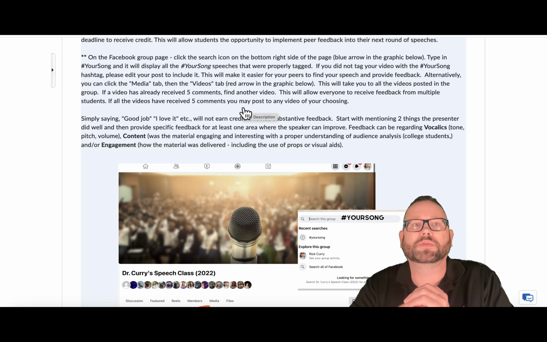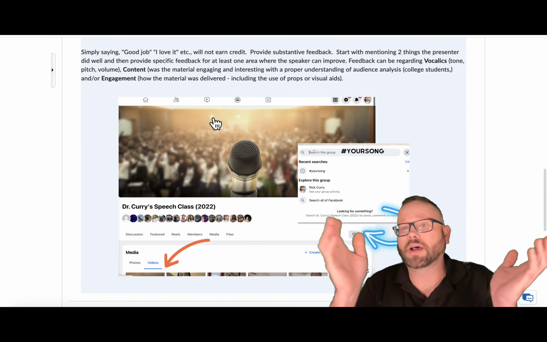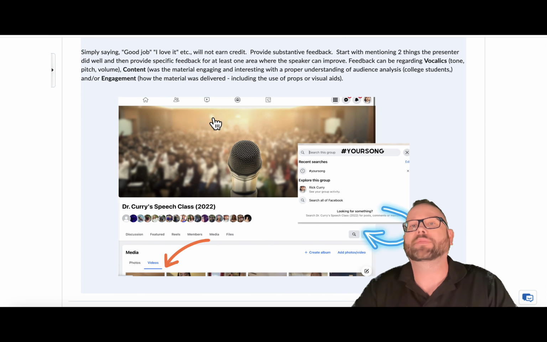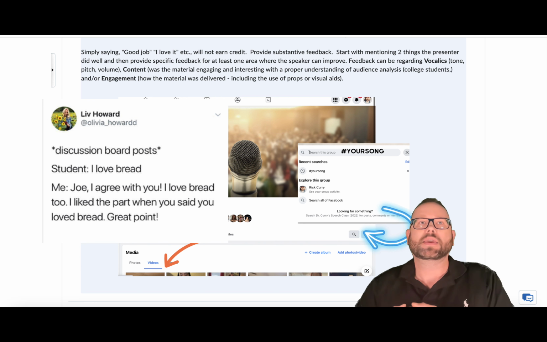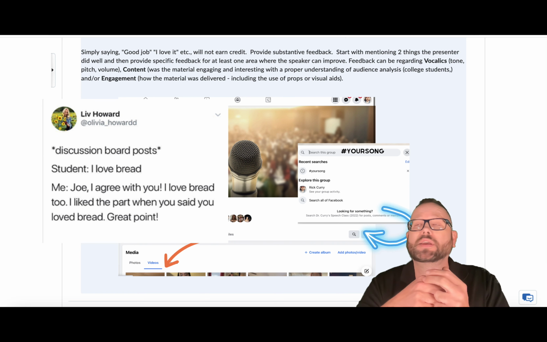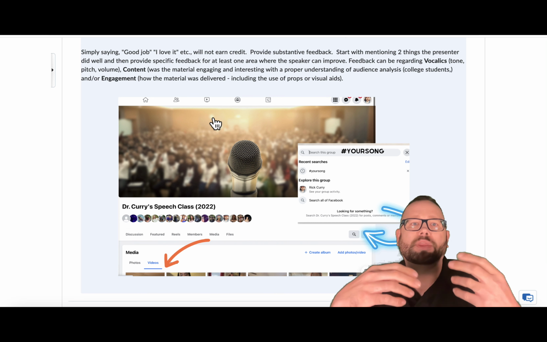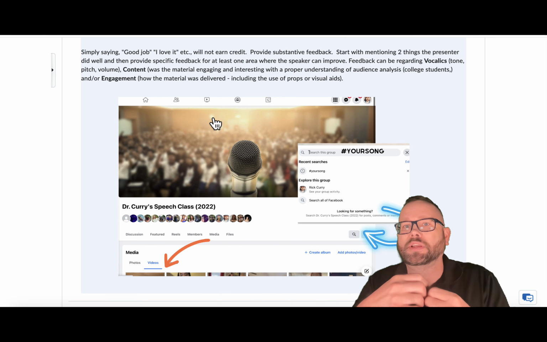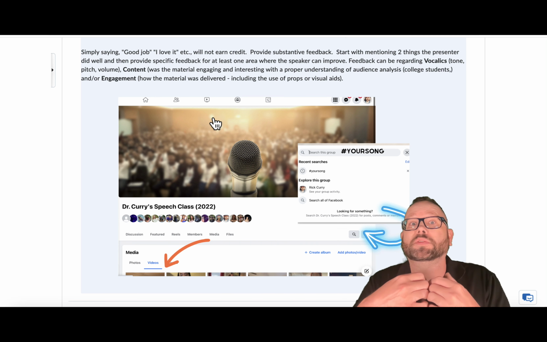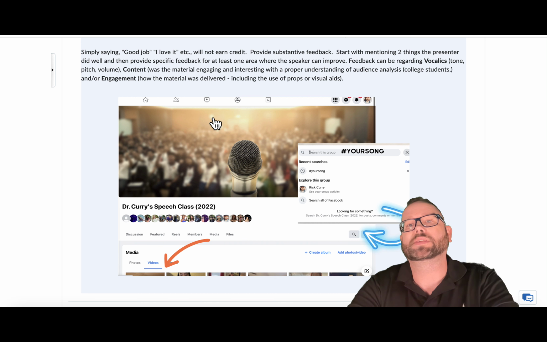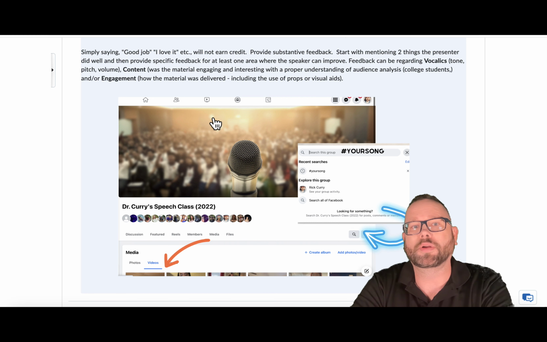I also go into the detail here to say that just saying good job, I liked it, or I loved it, that is not going to qualify or earn credit, that you have to provide substantive feedback. And I tell them what I mean by that. I want them to start with mentioning 2 things that the presenter did well, and then to provide specific feedback for at least one area where the speaker can be improved. And it could be about the content. Was the material engaging? Was it interesting? And then about engagement. How was the material delivered, including the use of props or visual aids? So I'm guiding them on the elements that they can discuss in regards to their feedback.